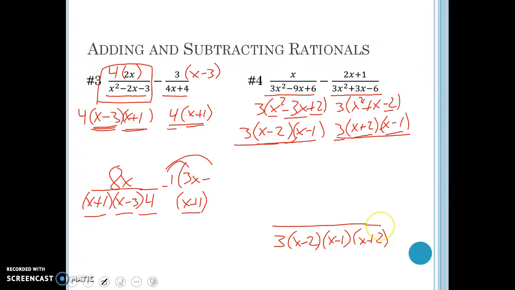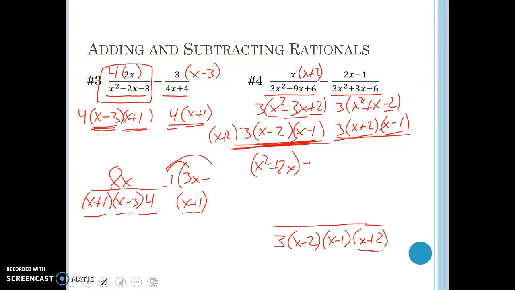Then I want to make sure that this is common. So I'm going to have to add a factor to the left fraction. And the factor that I'm going to have to multiply by is the x plus 2, because that's the only one that I have down here, but I don't have up here. But if I multiply this by x plus 2, I'm going to multiply the numerator by x plus 2. That's going to give me a numerator of x squared plus 2x minus whatever the other numerator is going to be.